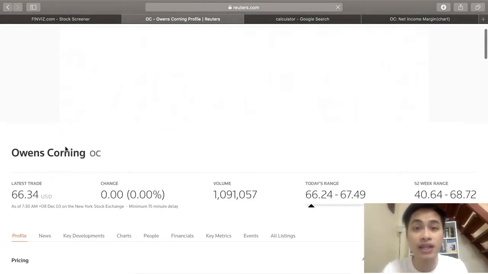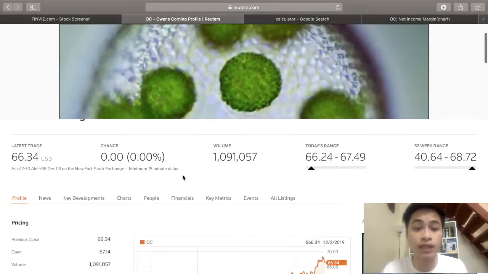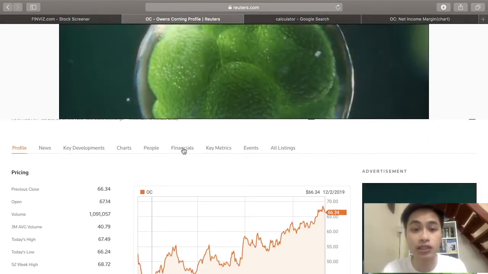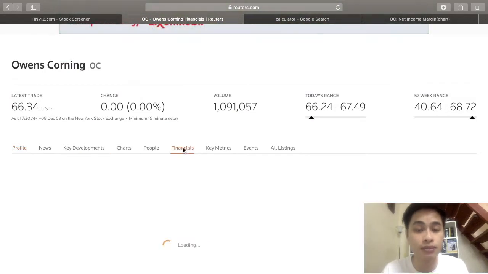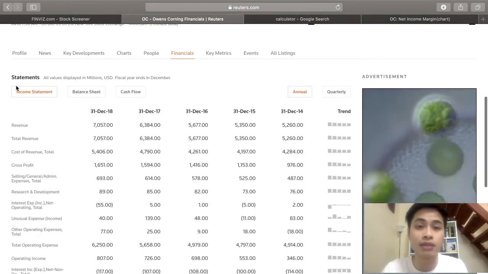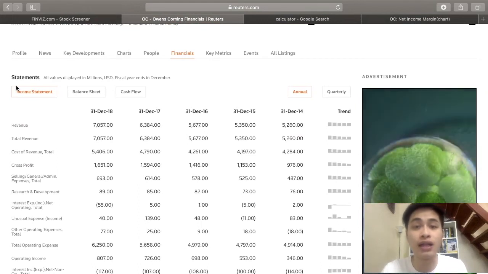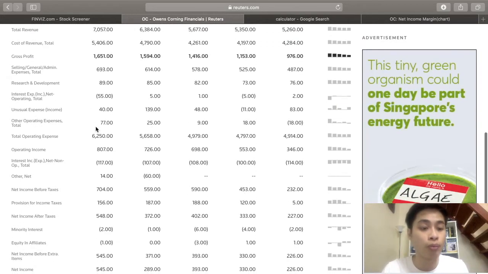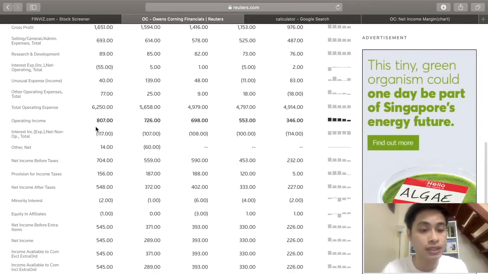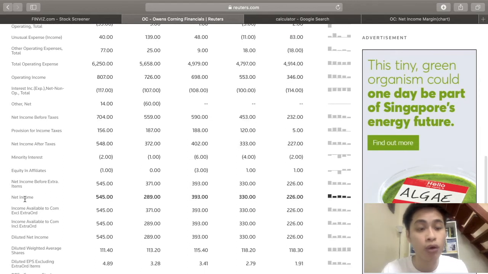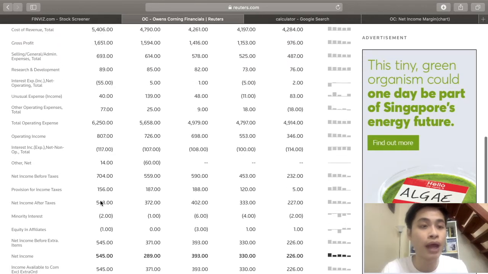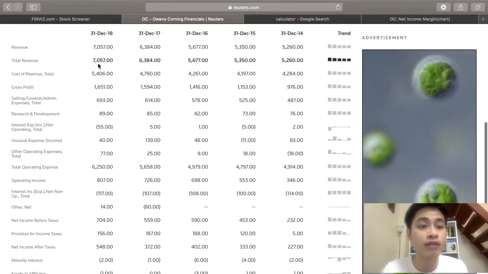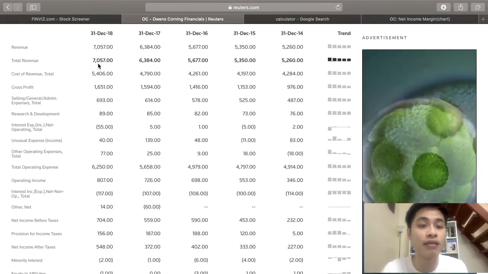Okay, so where do we find the financial statements of companies? It is under the financials tab. So I'm going to click the financials tab, and then the income statement. The income statement is where the gross profit and the net profit are. So you can find the gross and net profit of a company under the company's income statement. Let's take a look at OC's net income and net profit. Owens Corning net income, or net profit, is 545. And then its sales revenue, or total revenue, is 7,057.